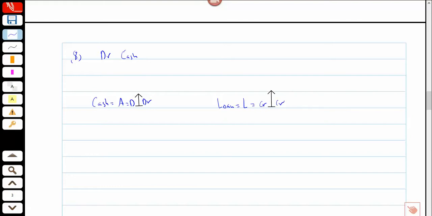Kabul Bank is a very old bank. I'm using very old examples. Maybe I should use IIB. So credit, loan.